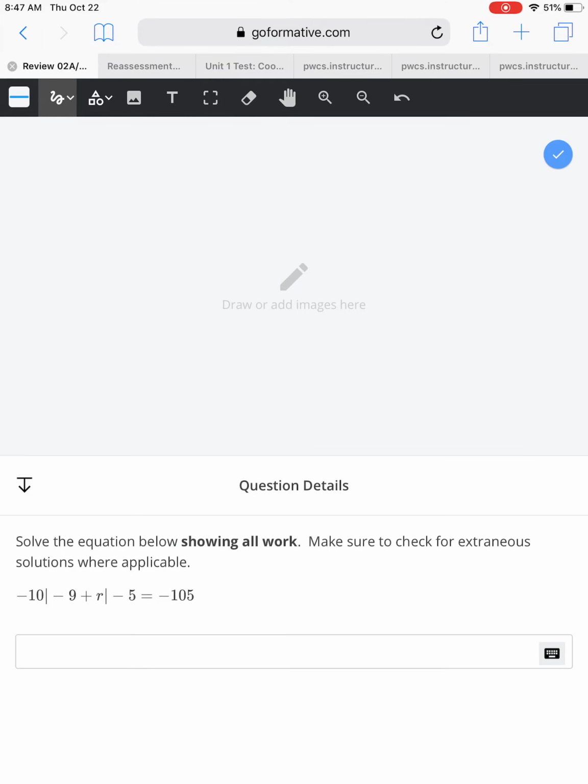So we're just going to go through solving these absolute values just for the review. So let's just go through. All right, so we have negative 10 times the absolute value of 9 plus r, minus 5, is equal to negative 105. When you're solving, you always undo your addition and subtraction first. It's always reverse order of operations. So I'm going to add 5 to each side.